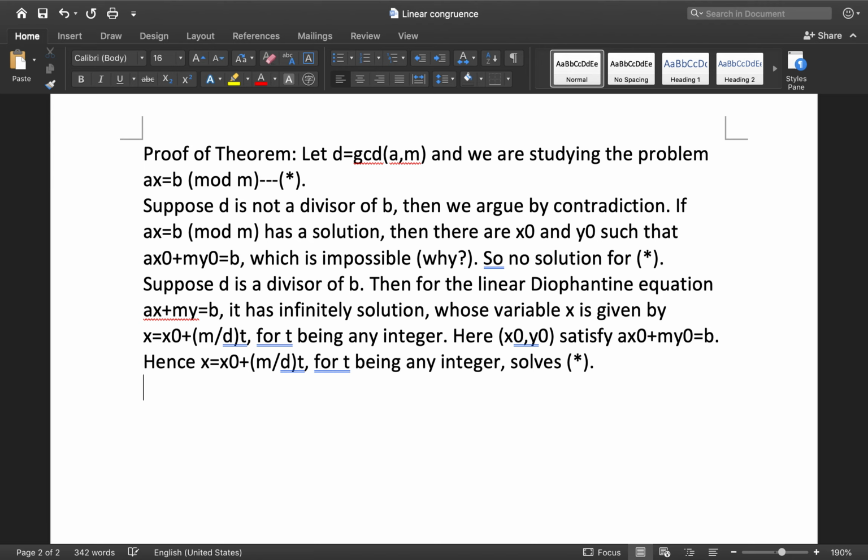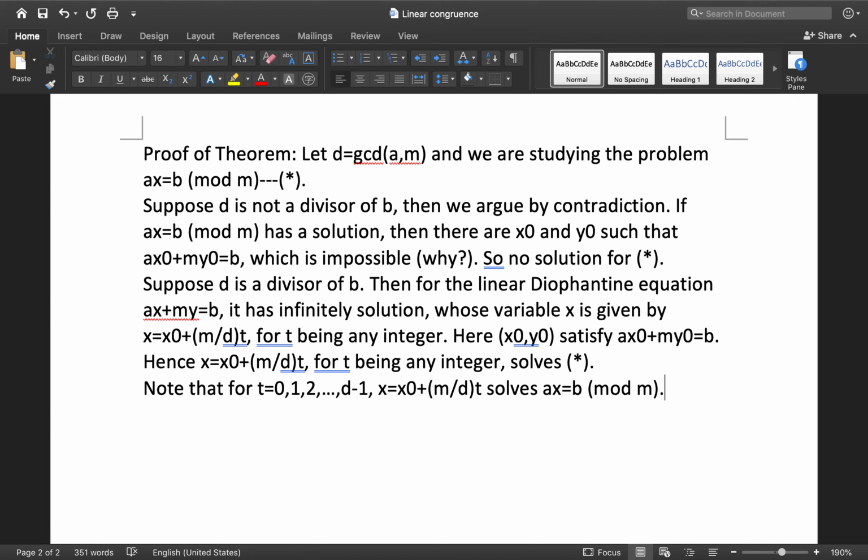For example, note that for t equal to 0, 1, 2, up to d minus 1, x equal to this number still solves ax equal to b modulo m, because I just choose some particular choice for t. It's always true, right? We just pick some particular choice.